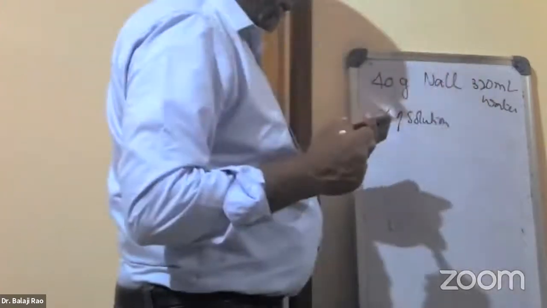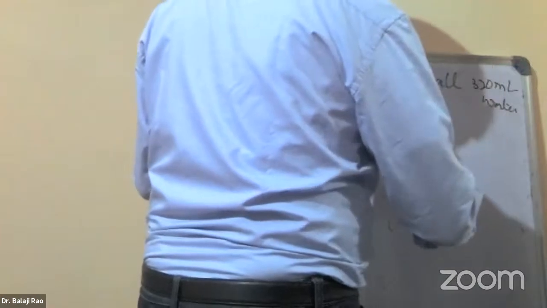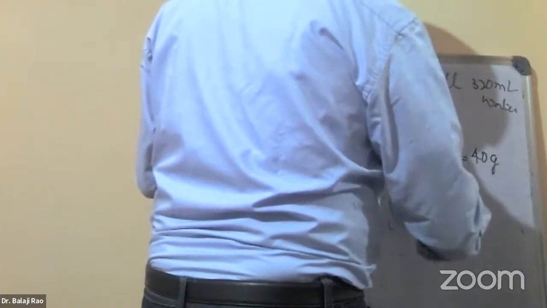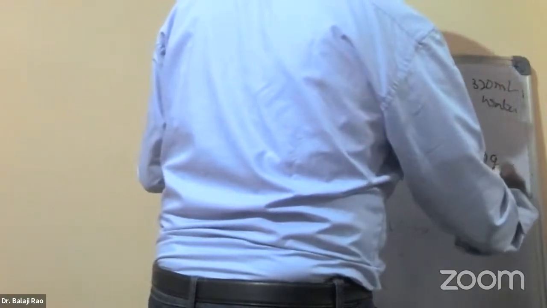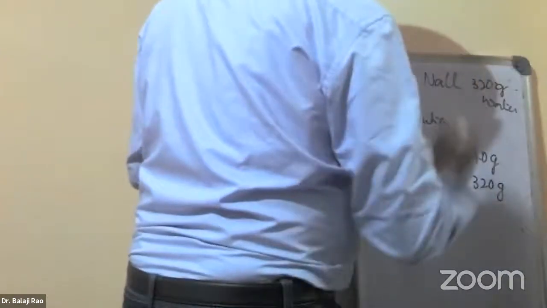Now how do we do this? First of all, let us write out the data given to me. Mass of solute is equal to 40 gram. Mass of solvent is equal to 320 gram. Instead of ml, he has given it as gram itself. Instead of ml, he has given me 320 gram of water. I'm sorry, by force of habit. Now we need to calculate the percentage concentration of the solution.